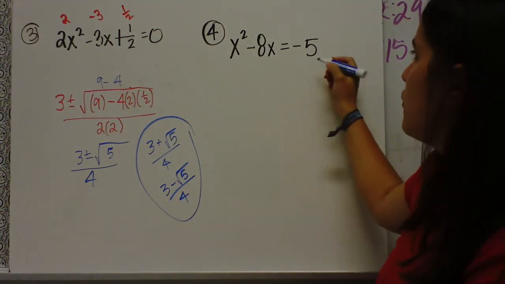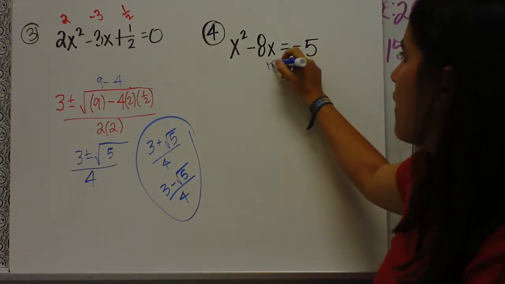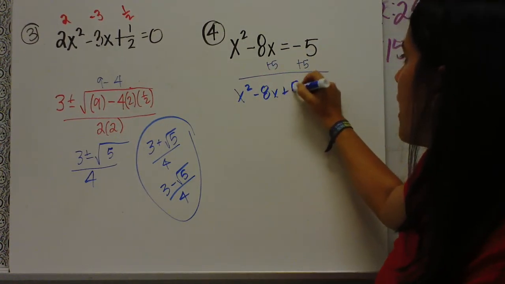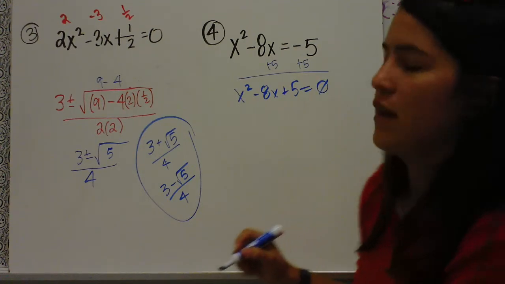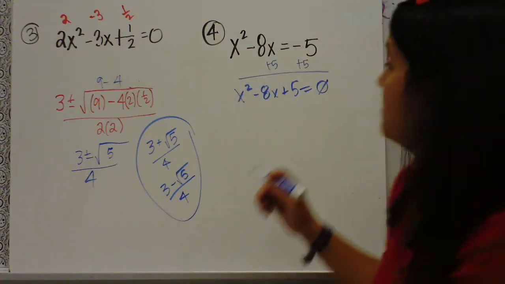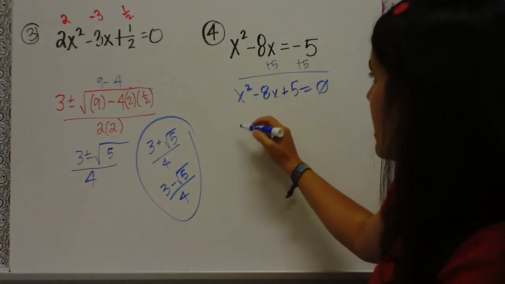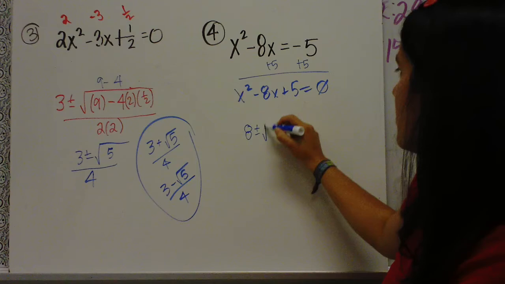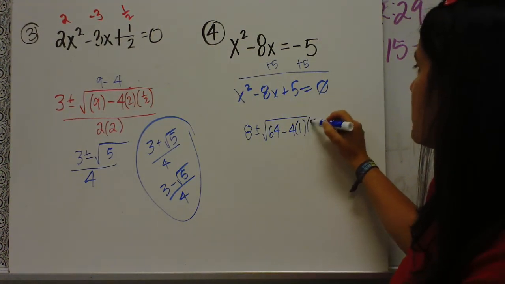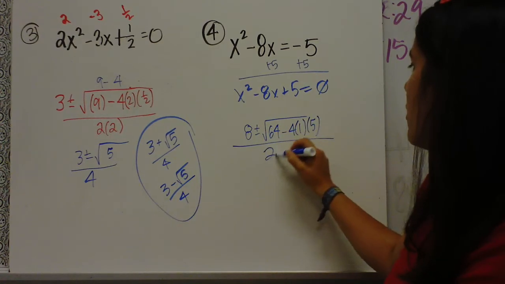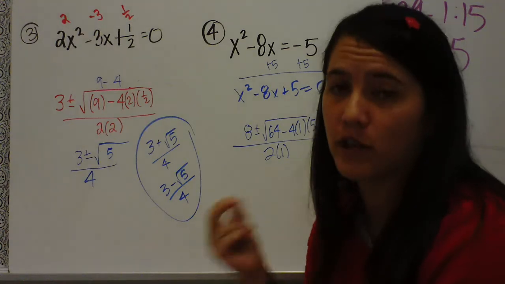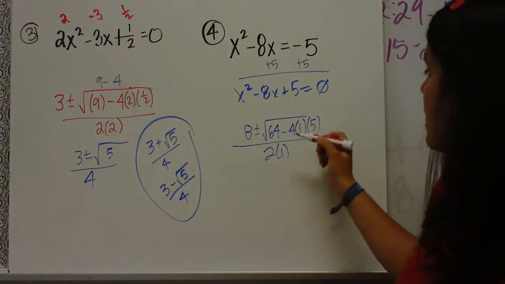Example 4, I need to move my 5 over by adding 5. So I get x squared minus 8x plus 5. Once you put it into standard form, you can put it into the quadratic formula. So negative b would be 8. b squared minus 4 times 1 times 5, all over 2 times 1. Hopefully you'll memorize this formula with as many problems as we do.